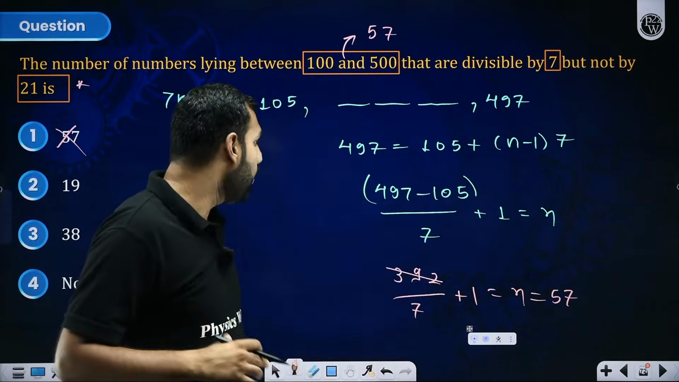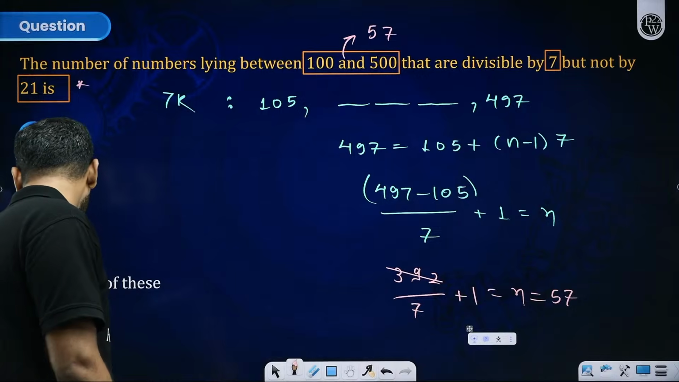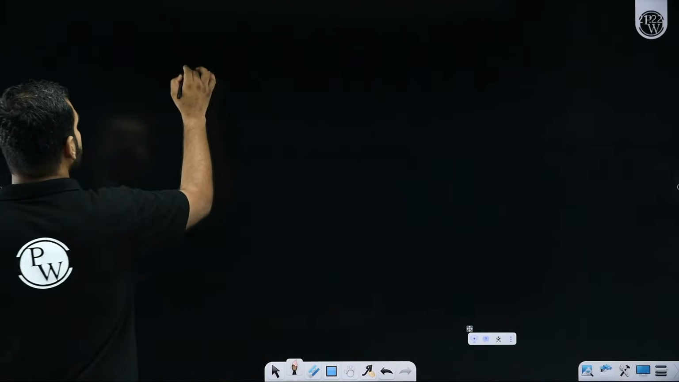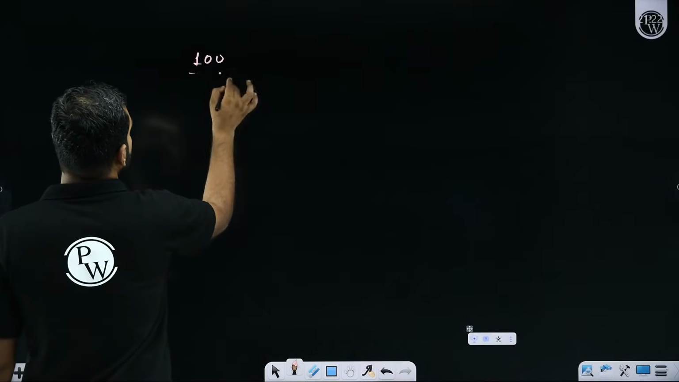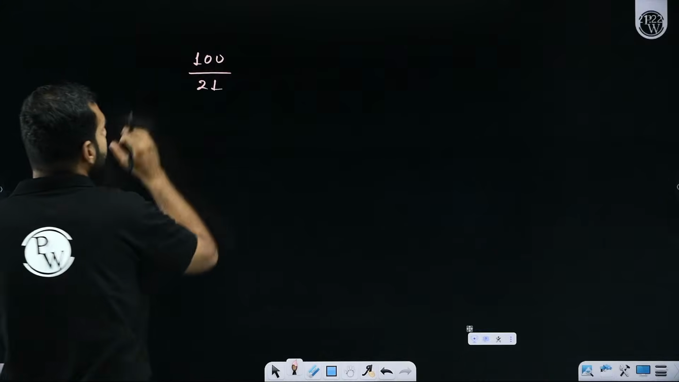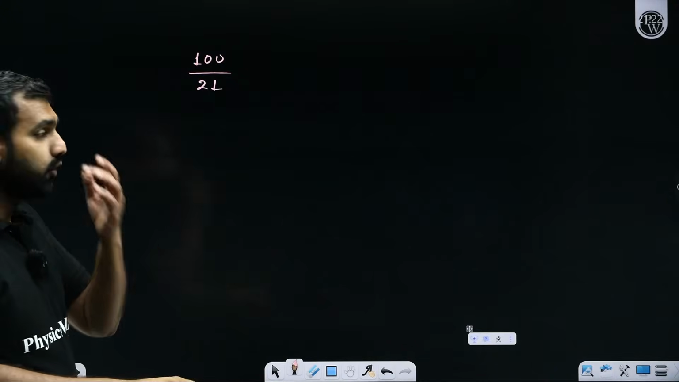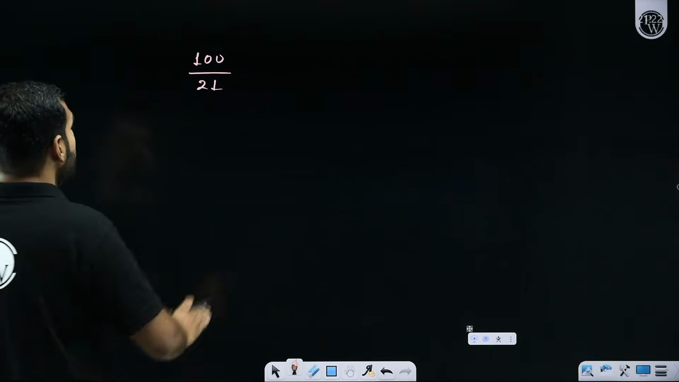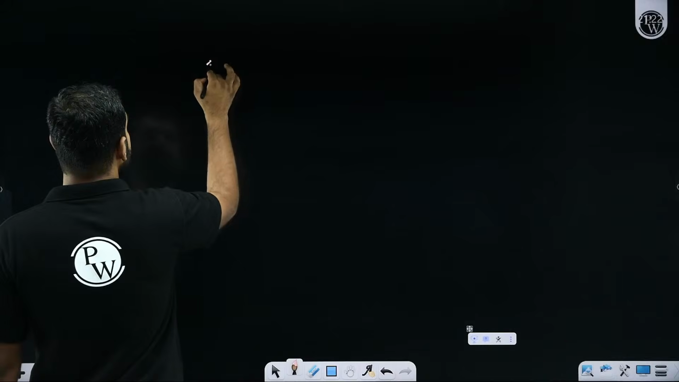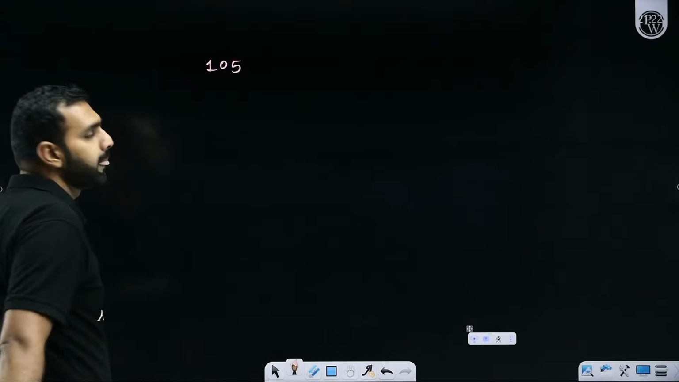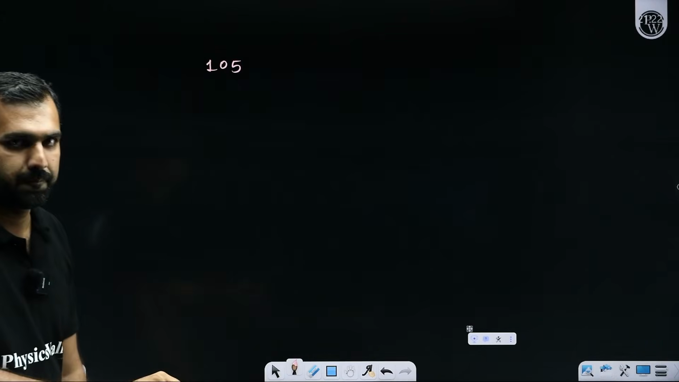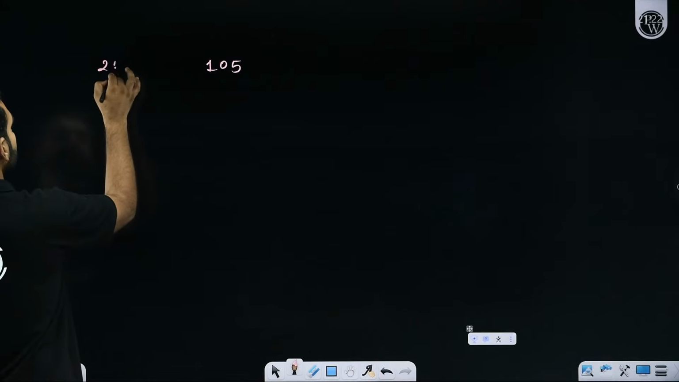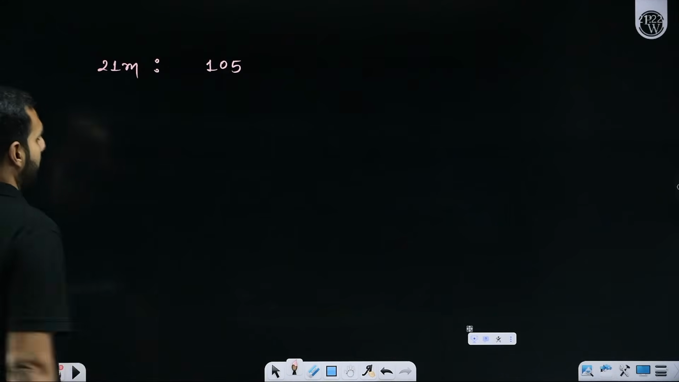So let's count the numbers which are divisible by 21. Okay. So when I try and divide 100 by 21, what do I get? I think 20 into 5. 20 into 5 is 100. 21 into 5 is 105. So first such number which is divisible by 21 would be 105. I repeat, now I'm looking for the multiples of 21. So I'm writing that as 21m.